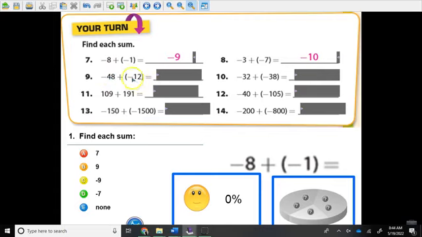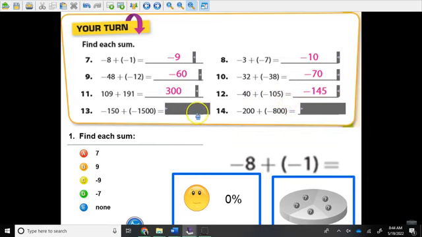-48 plus -12. 48 plus 12 is 60. And they're both negative, so it will be -60. -32 plus -38. 32 plus 38 equals 70. And they are both negative, therefore it will be negative. 109 plus 191. They are both positive. My answer will be positive. It is 300. -40 plus -105. They're both negative.